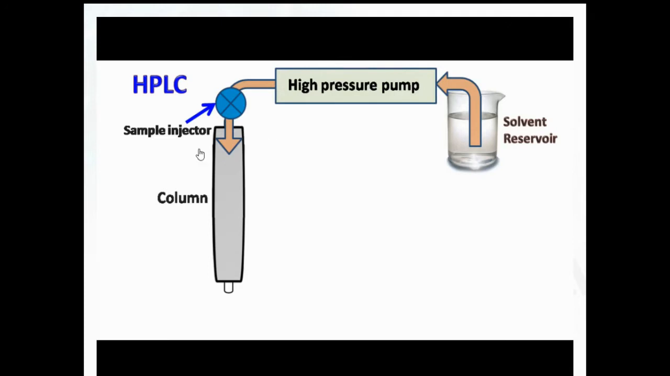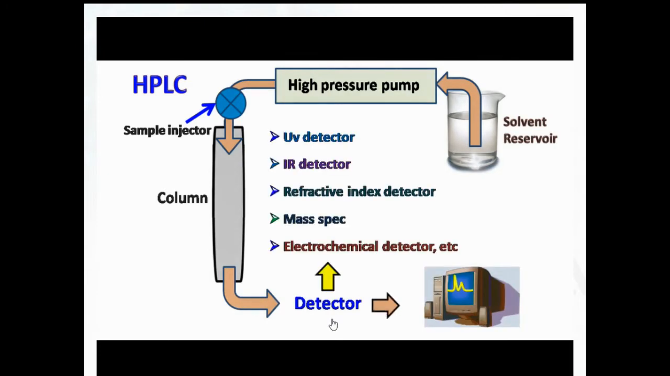After the sample has been injected, this column is connected to the detector, which will detect the number of components. There are different types of detectors we can use: UV, IR, refractive index, mass spectrometer, electrochemical detector, etc., which is again connected to the computer. So direct readings can be obtained from the computer.